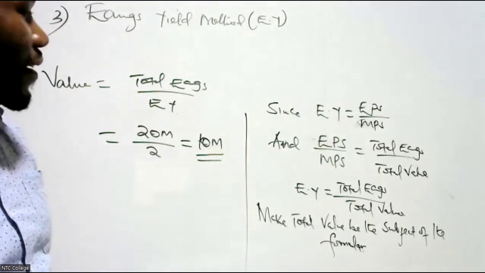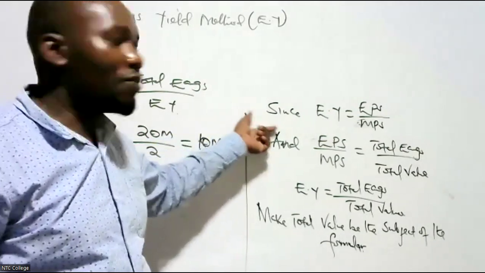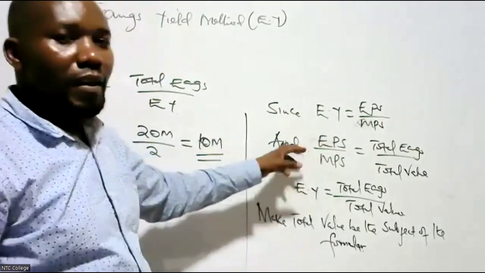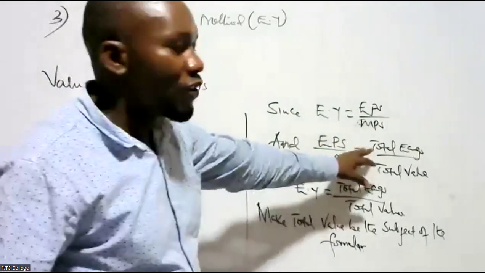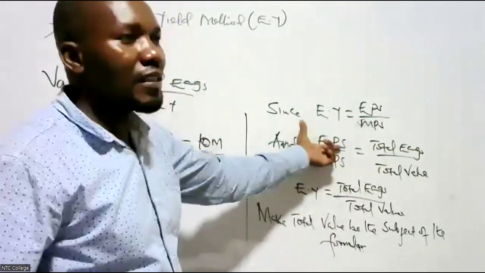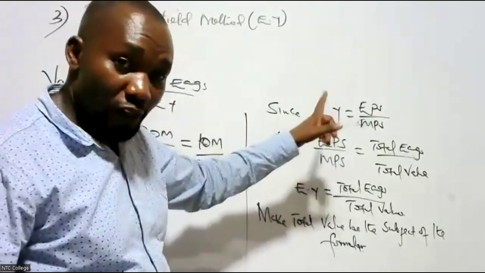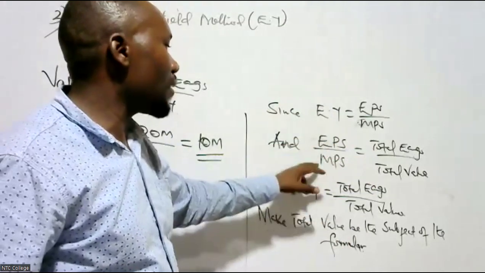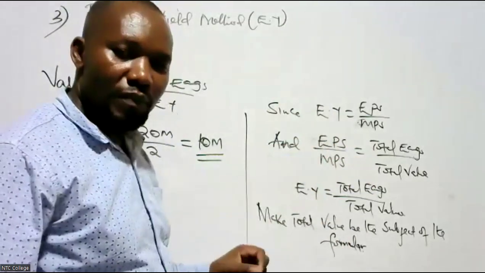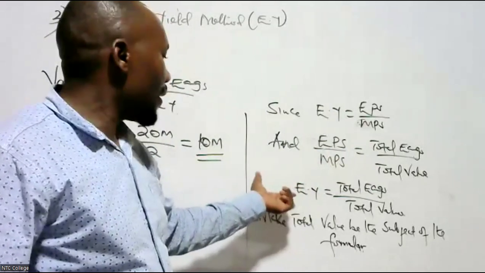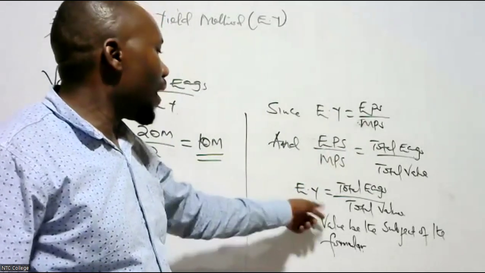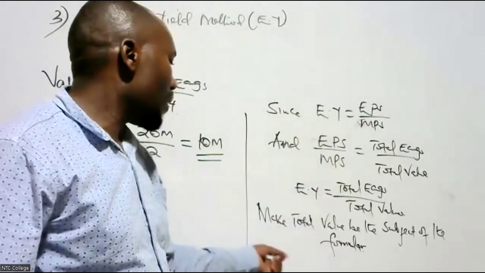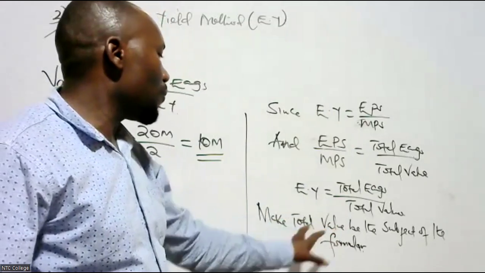Now that you know the formula, you can also equate EPS all over MPS is equal to total earnings, because earnings are basically the EPS but for all the shares. So total earnings all over total value is the same as EPS all over MPS, that ratio. Then you can now equate EY, that is earnings yield, to total earnings all over total value. You now make the value to be the subject of the formula.